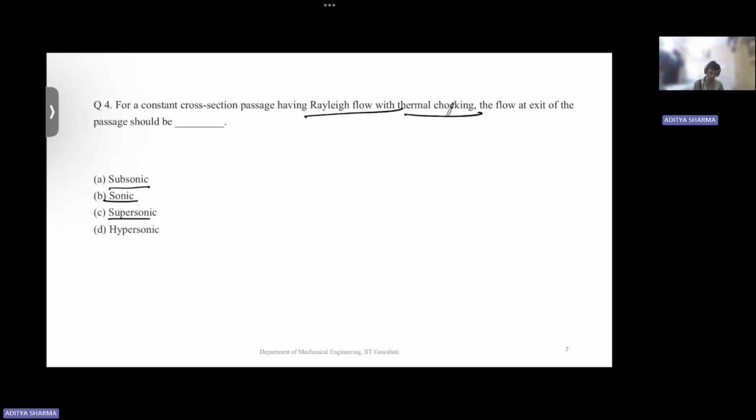Subsonic, sonic, supersonic, hypersonic. So the question itself talks about thermal choking. At thermal choking, your flow is sonic. Okay, your Mach is 1. This is your question number 4 on Rayleigh flow.